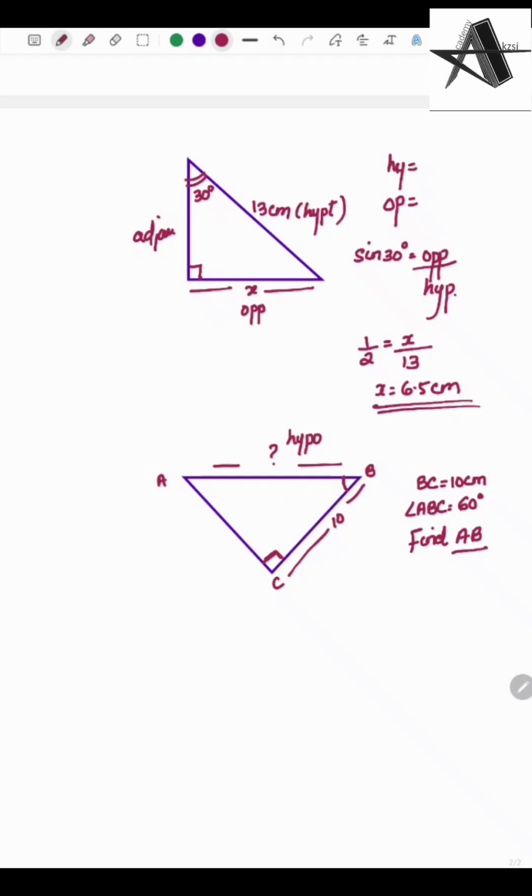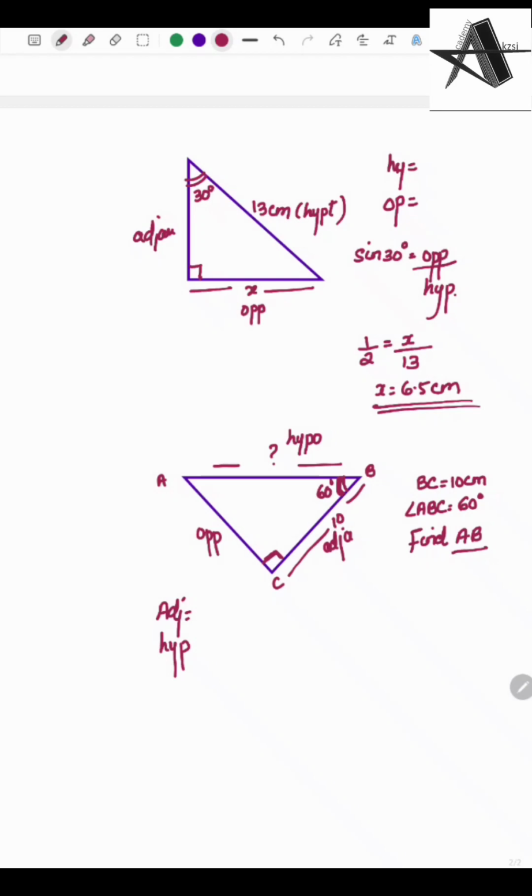Then which angle are they asking? ABC. That means this angle they have mentioned. So the side that is connected with the 60 degree angle will be adjacent. That means this one is adjacent, and the remaining one is opposite. We have to see what is given and what they are asking. Adjacent is given and AB is the hypotenuse, so the hypotenuse is what they are asking.